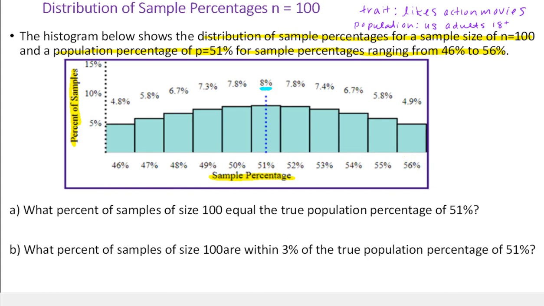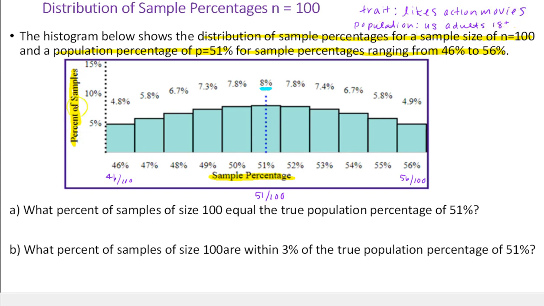And since we have a nice sample size of 100 and percents are based on 100, these basically mean that you took a sample of size 100 and 46 out of 100 people said, yes, I like action movies. Similarly, this would be 47, 48, 49, 50 out of 100. Our true population percentage is 51 out of 100. Okay, 52, 53, 54, and let's just label this one at the end. Okay, so remember what these percentages are representing. This is the ratio of people who have the trait that you're looking for in the sample.